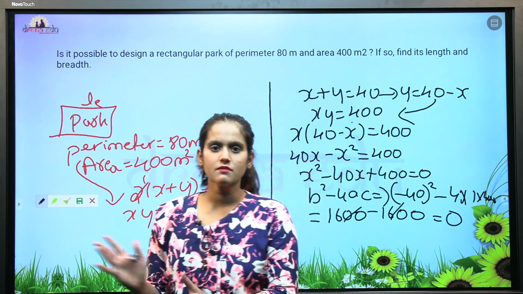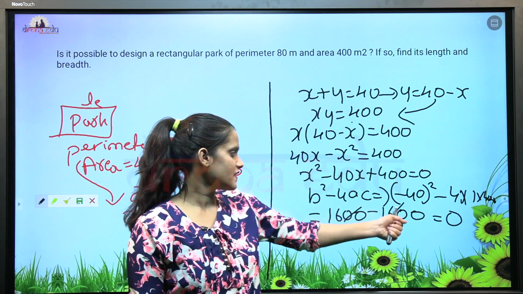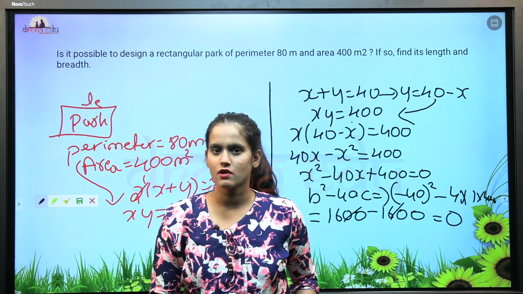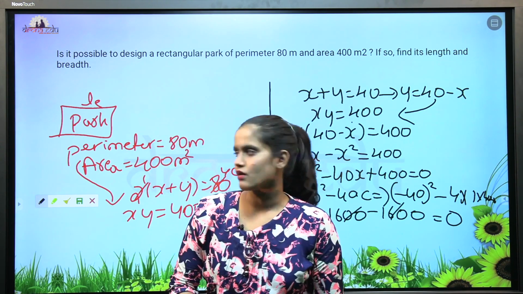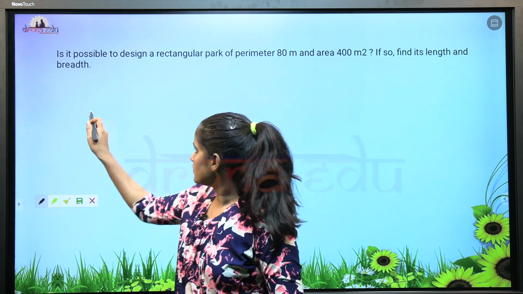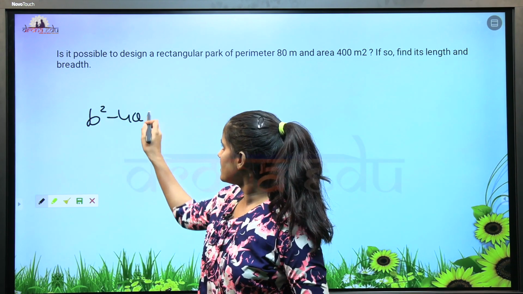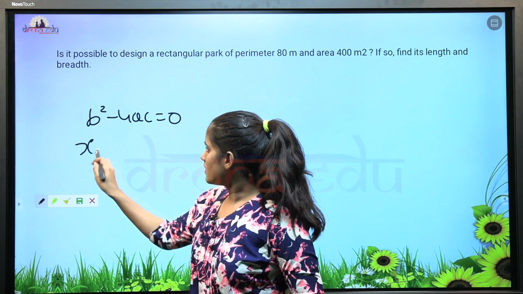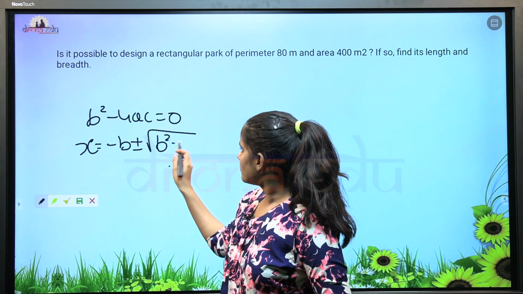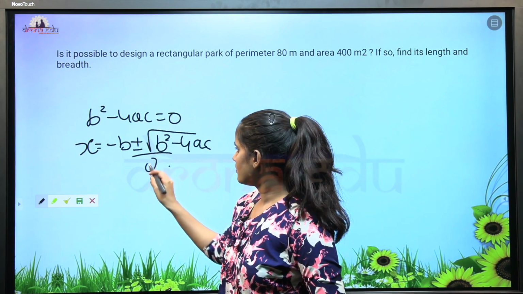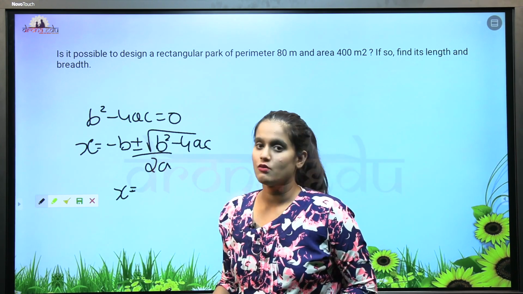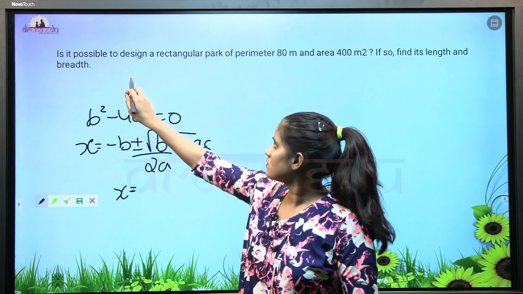Okay, we solved this problem and we got to know that b square minus 4ac was equal to 0. Now let us apply this to the quadratic equation formula and find the length and breadth value. Let me erase everything and do it. So b square minus 4ac was equal to 0, and we know the formula x is equal to minus b plus or minus square root of b square minus 4ac, by 2a. So x is equal to minus b. What was the b value?